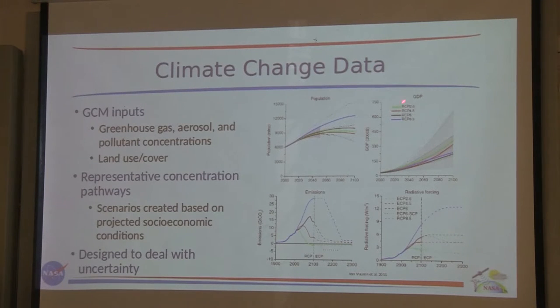So these representative concentration pathways, here's 4 different ones with different assumptions. They have different populations. You can see this is RCP, was it 4.5? I think it assumes a higher number of people than some of the other models. And from that, we get things like the amount of greenhouse gas emissions we think will occur. So we take those different emission scenarios, put them into the model, run the model onto the future, and see what we get for temperature.